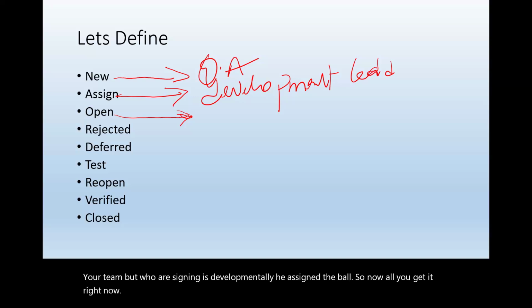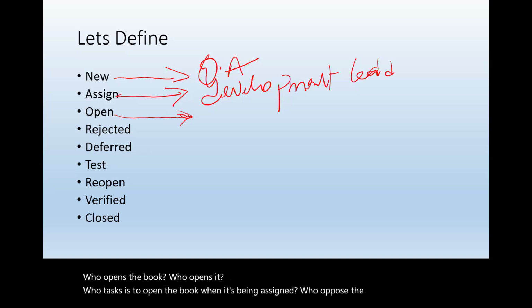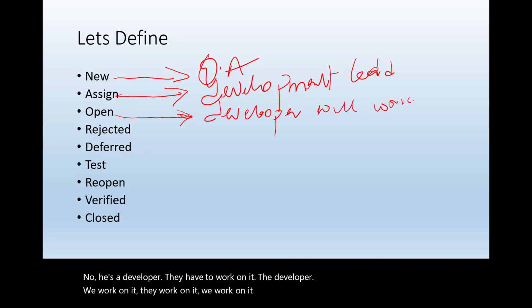Now, who opens the bug? Who opens it? Whose task is it to open the bug when it's been assigned? The tester? No, it's the developer. They have to work on it. The developer. Okay. They work on it.